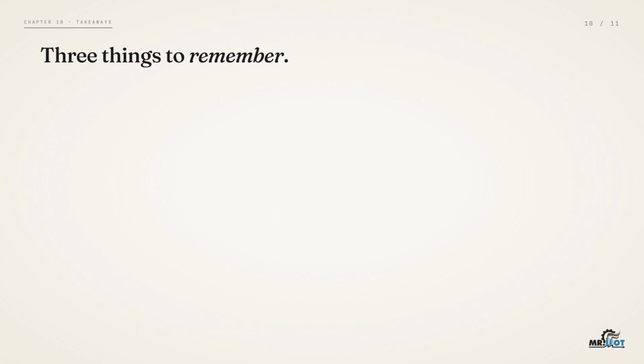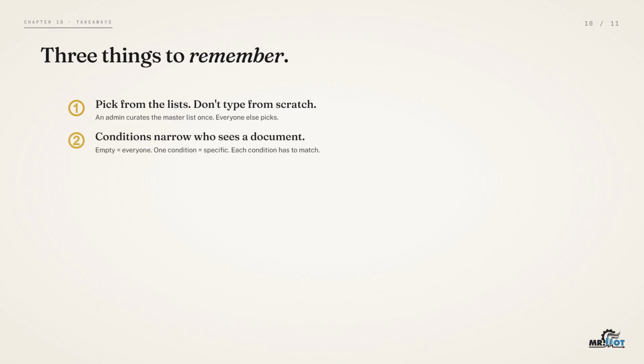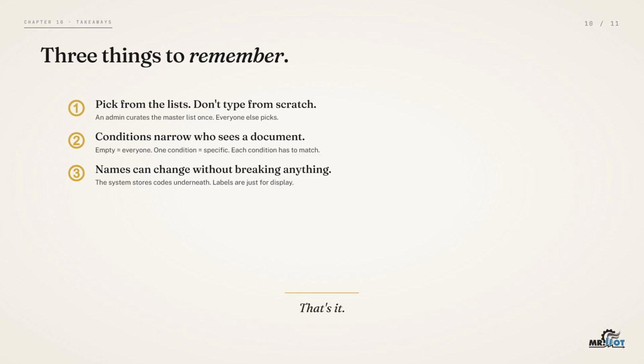Three things to remember. Pick from the lists, don't type. Conditions on a document narrow who sees it, and they all have to match. And finally, names can change without breaking anything, because the system stores codes underneath the labels. That's it. Adding new content just got a lot more reliable.